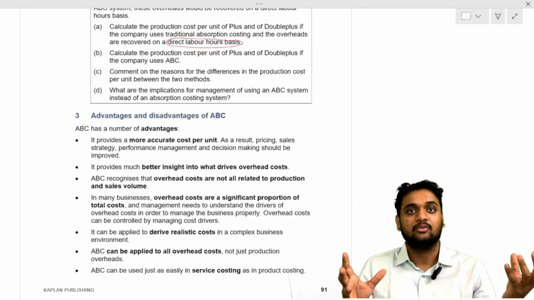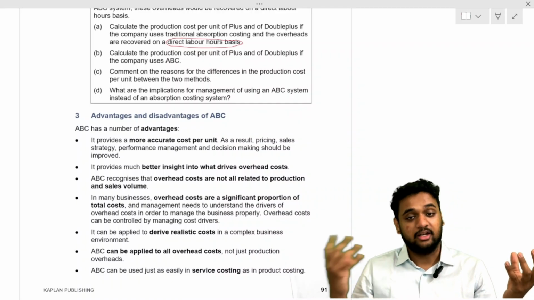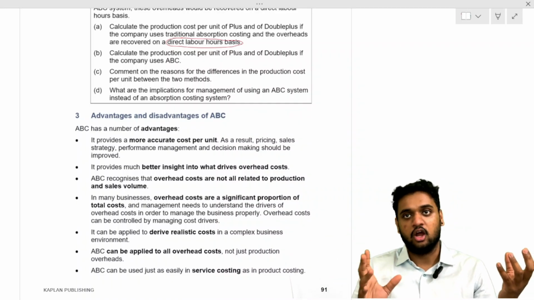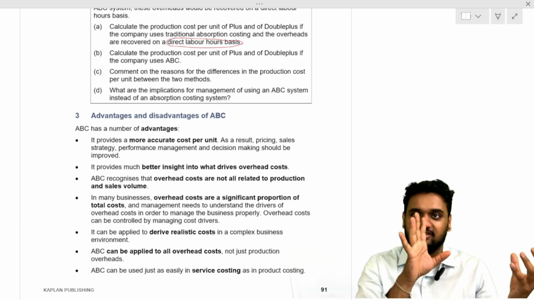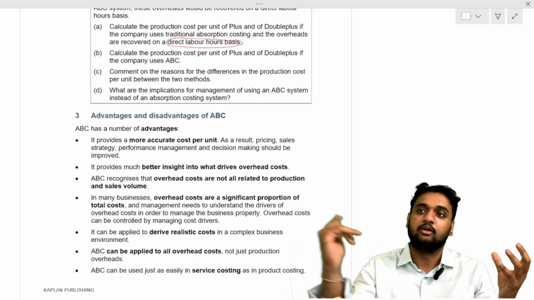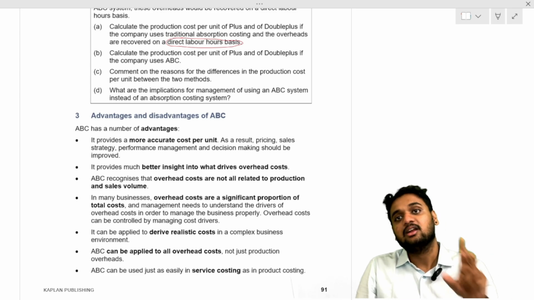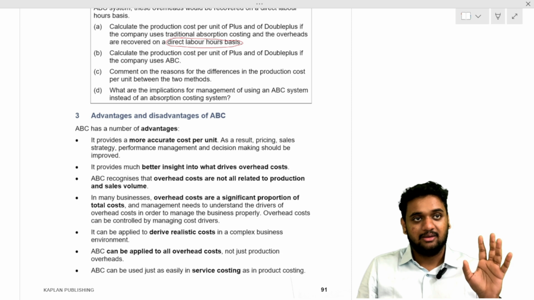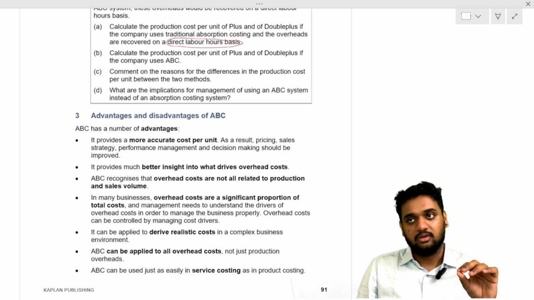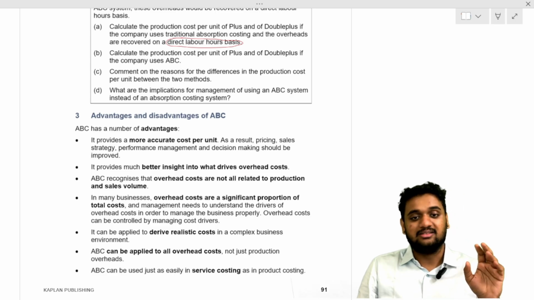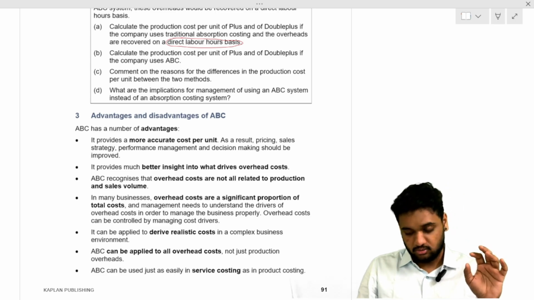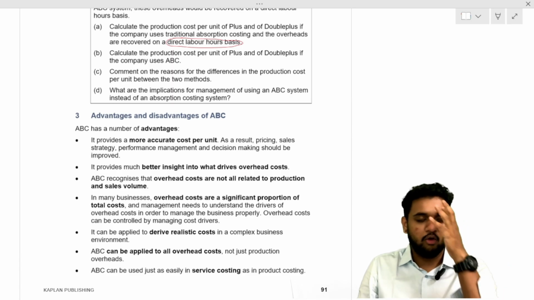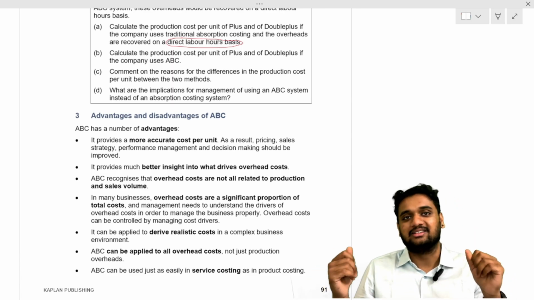ABC tells us that overheads are not all related to production. Some are related to production and sales, but not all overheads are related to production and sales. So ABC tells us not all overheads are related to production and sales. Tell again. ABC tells us that not all overheads are related to production and sales.